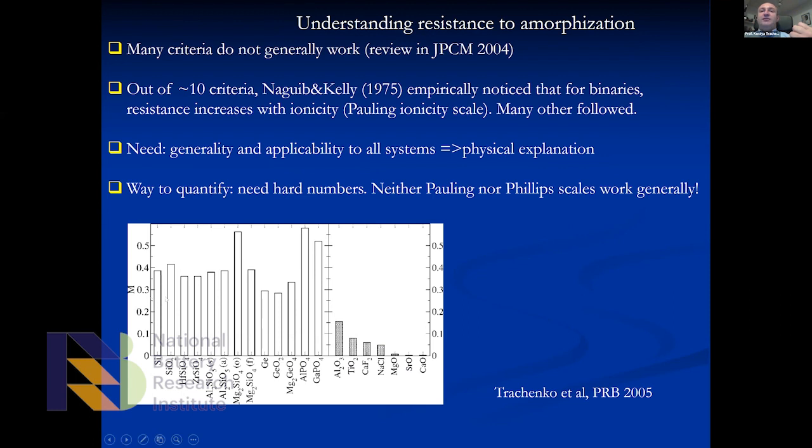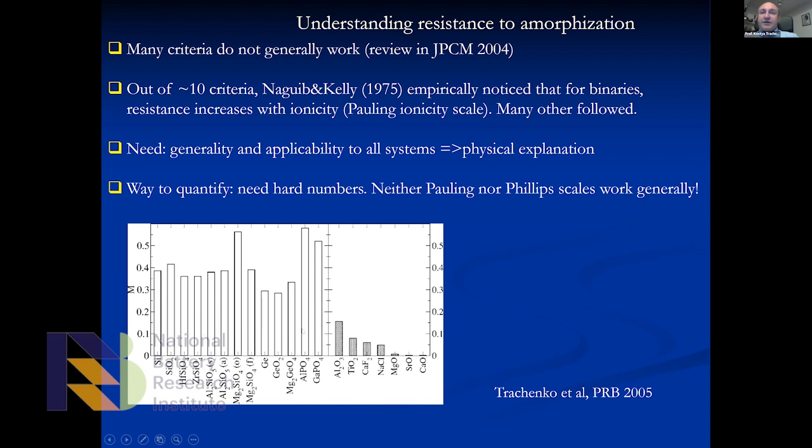What we realize is that we have to actually do the calculation, because the empirical Pauling or Phillips scales of covalence and ionicity don't really work very well for these particular systems. And so then we plotted here materials which were very resistant and materials which were very covalent here. And we saw there is a clear difference, right?